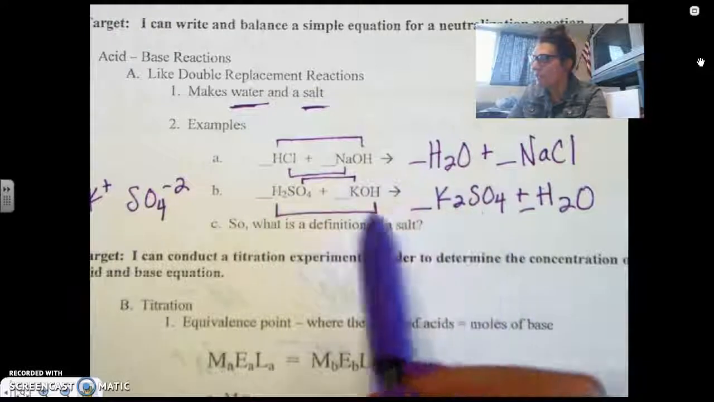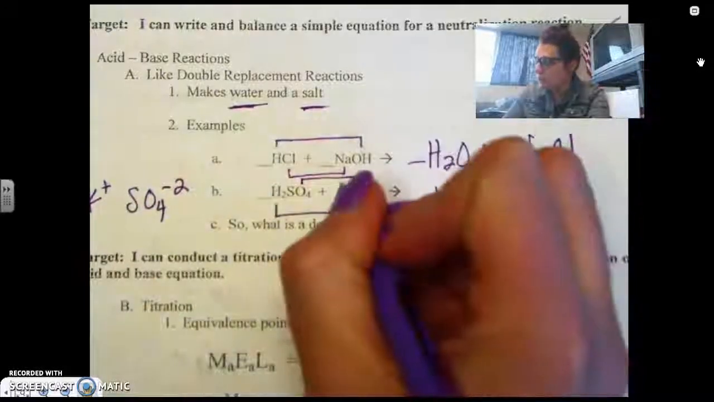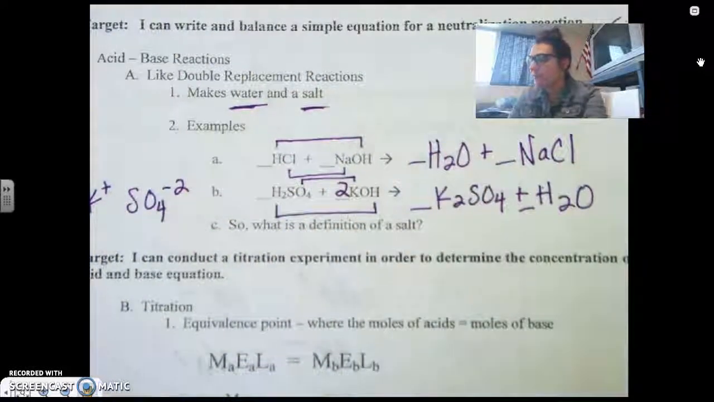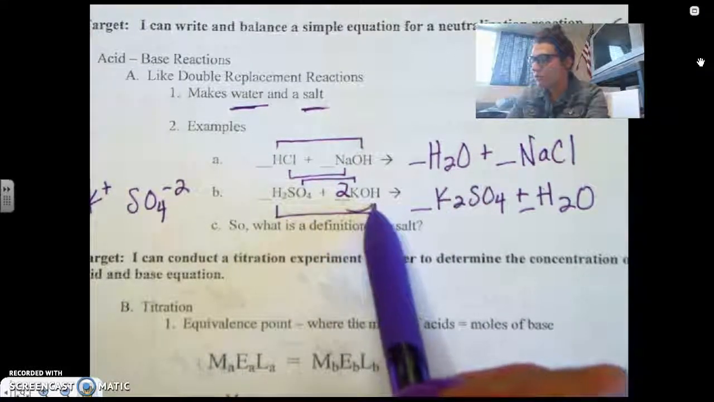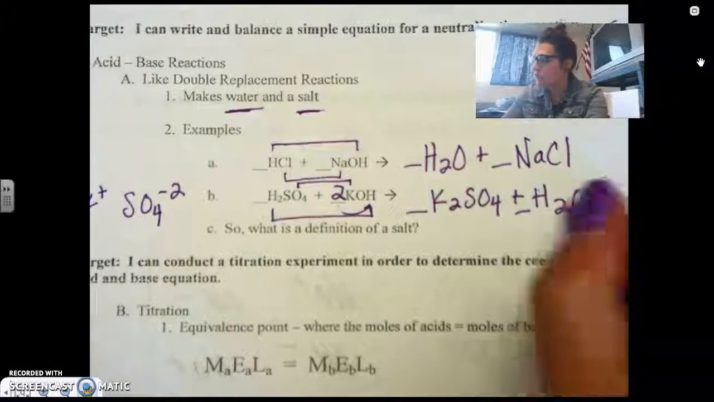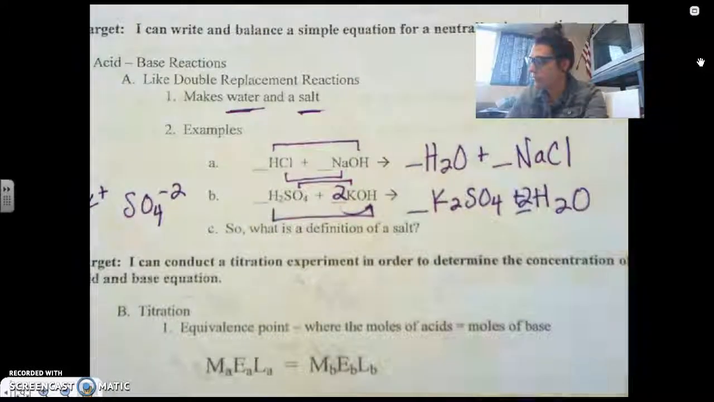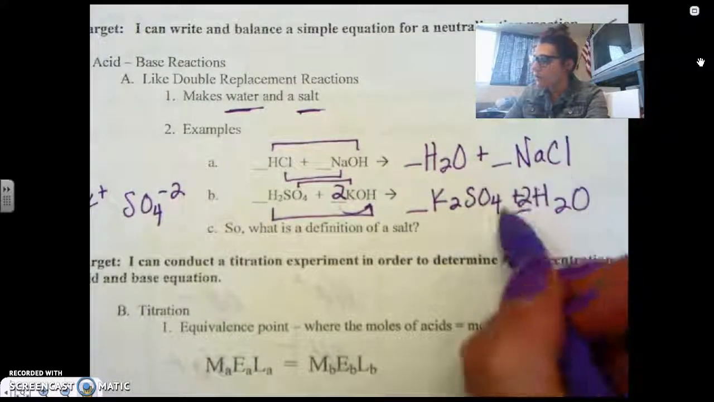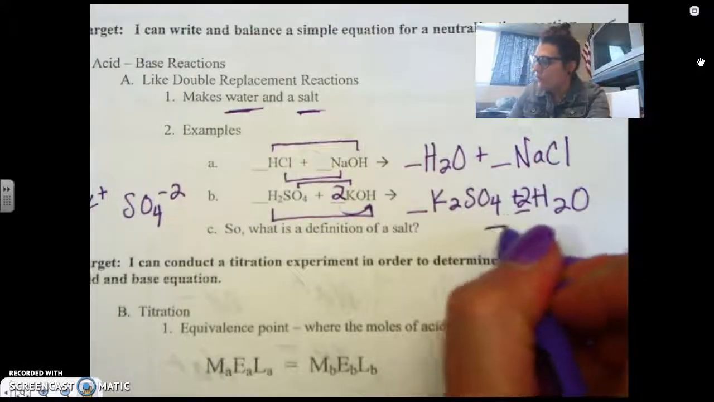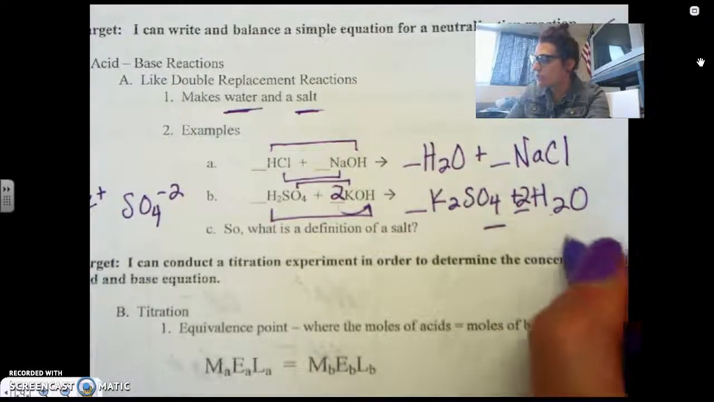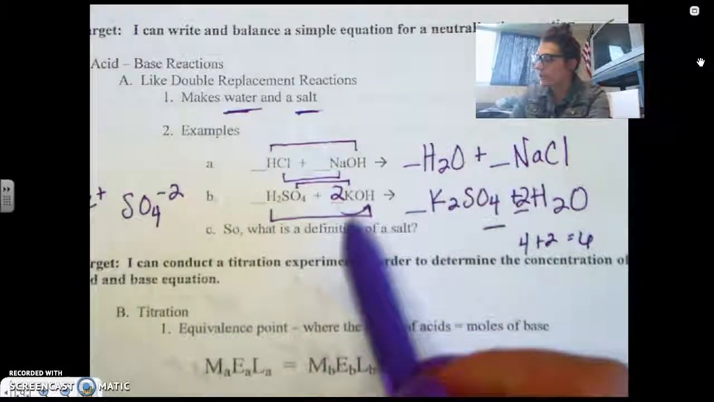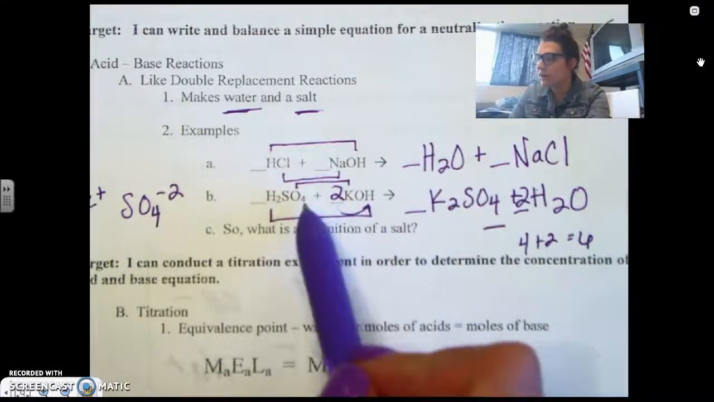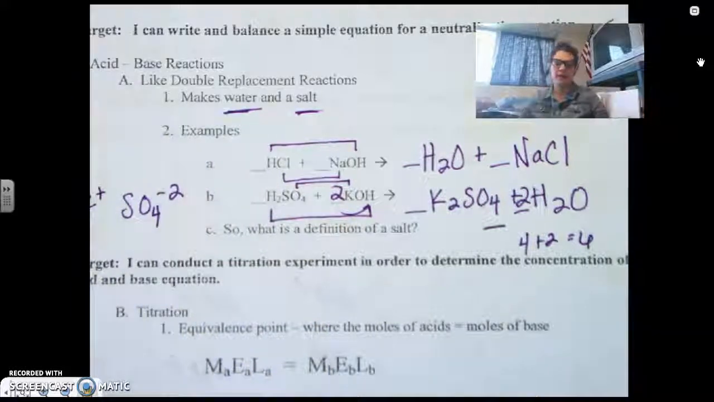Sulfur is balanced, potassium is not. So I'm going to put a 2 here. And now I'm going to do hydrogen. So I have 2 here, 2 here, so that's 4. So I have to put a 2 here for 4, which then gives me 4 oxygens here, 2 here, so 4 plus 2 is 6. Let's see if I have 6 over here. 2 here, 4 here, 6, so I'm balanced.